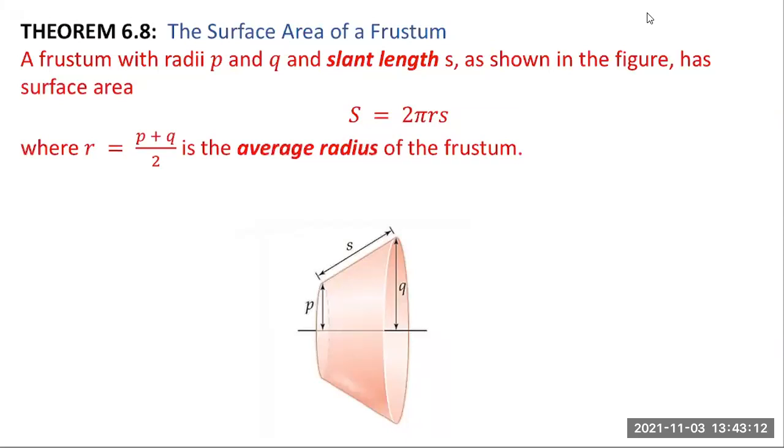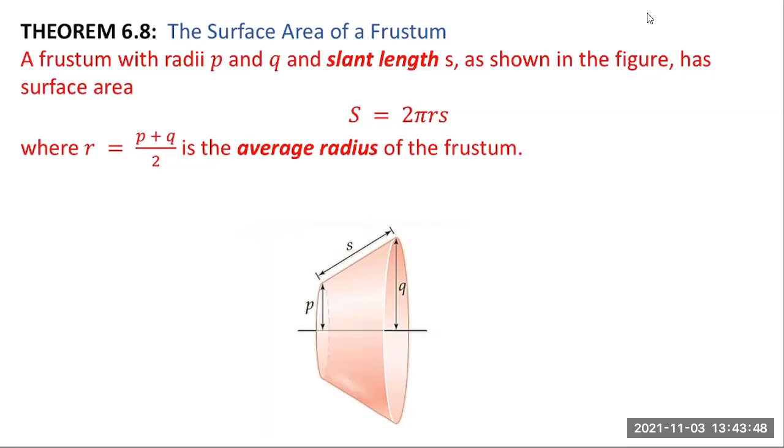All right, next I want to go over this theorem, theorem 6.8, the surface area of a frustum. A frustum is an object of this form, okay? It's kind of you take a cone and then you remove the top part of the cone. If you remove this piece, you get a frustum, okay? You take the radius of this surface to be P and the radius of the bigger surface to be Q, okay? And this is called the slant length. It is denoted by S.